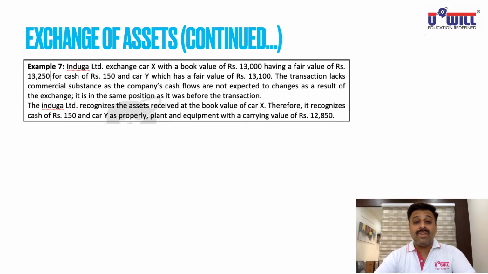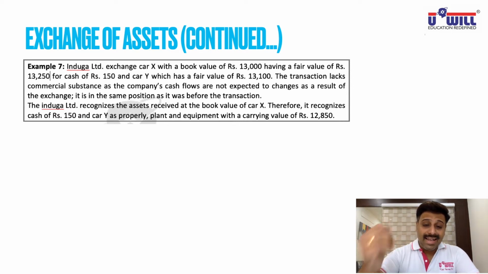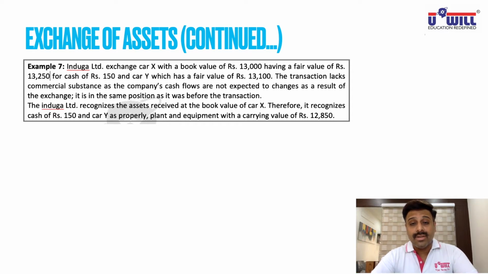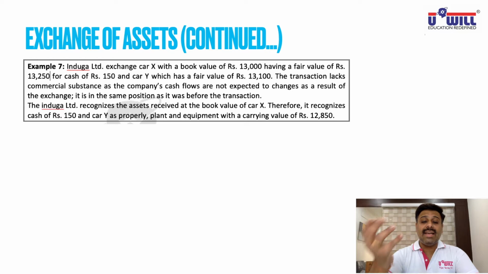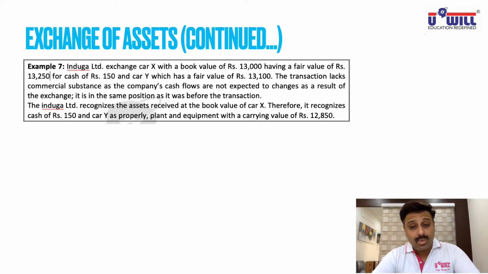Now you are giving your car of 13,000 whose fair value is 13,250, for cash of rupees 150, which means you are giving that car and also paying 150 rupees further, against car Y. Means you are buying car Y which has a fair value of 13,100. You are giving your car X which has a book value of 13,000. Further you are paying cash also. Why? Because the fair value is 13,250, against which car Y is acquired whose fair value is 13,100.